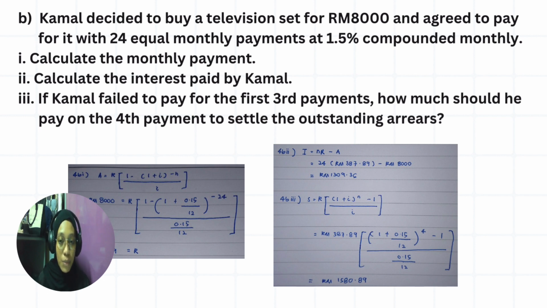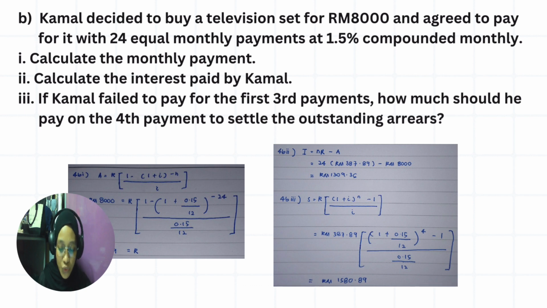We can use the formula I equals NR minus A. Fill in the information with 24 multiplied by 387 ringgit and 89 cents, minus 8,000 ringgit. And the answer is 1,309 ringgit and 36 cents.